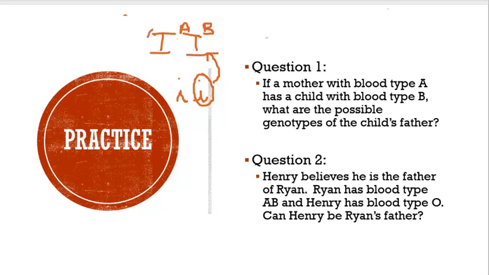So Ryan inherited an A from one parent. He inherited the B from his other parent. If Henry has the recessive for no factor, there's no way that he could be Ryan's father, all right? So Henry is not Ryan's dad, sad to say.